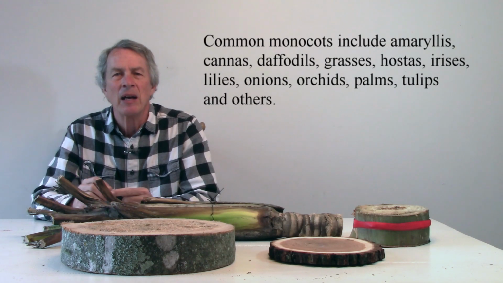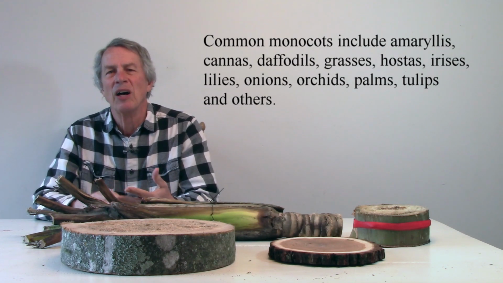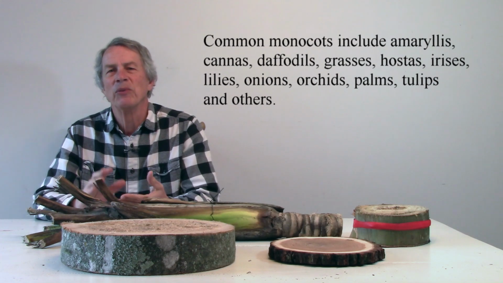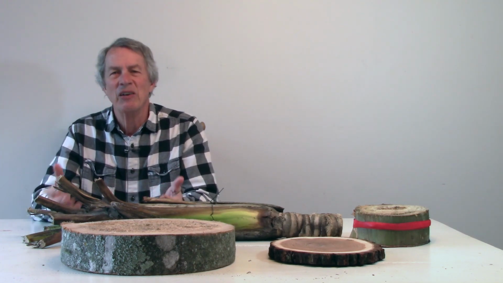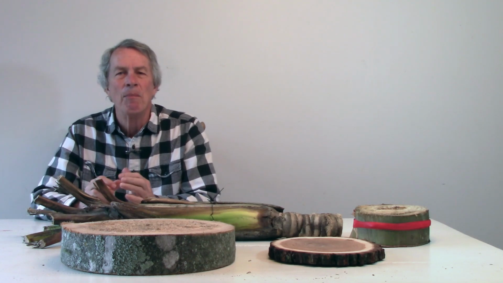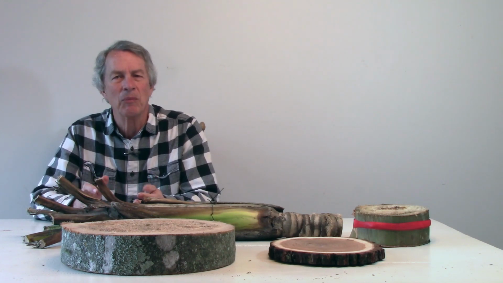diameter. Common monocots include amaryllis, cannas, daffodils, grasses, hostas, irises, lilies, onions, orchids, palms, tulips, and others. Dicots include all the other angiosperm plants. Most monocots are herbaceous and do not have long-lasting woody trunks. The exceptions include bamboo and palms.